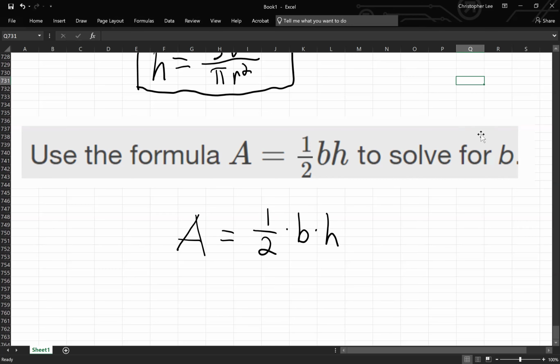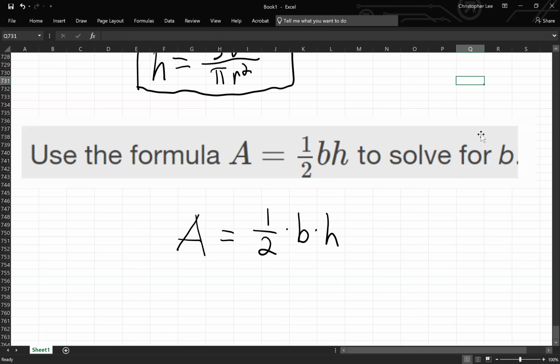What do I want to solve for? B. Right? So I want to move everything around B to the other side, the H and the half. Don't worry about A. Worry about the other side with B. So how do I get rid of a half when it's multiplication?